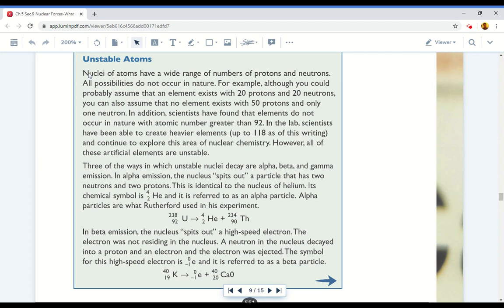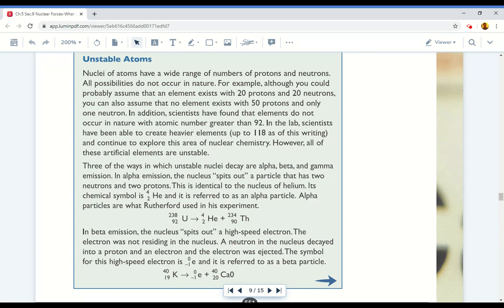Unstable atoms. Nuclei of atoms have a wide range of numbers of protons and neutrons. All possibilities do not occur in nature. For example, although you could probably assume that an element exists with 20 protons and 20 neutrons, you can also assume that no element exists with 50 protons and only 1 neutron.